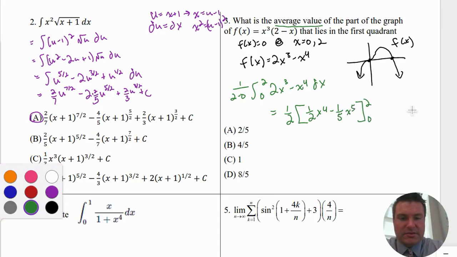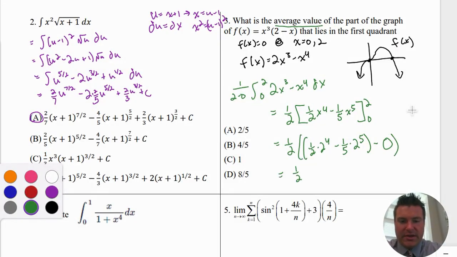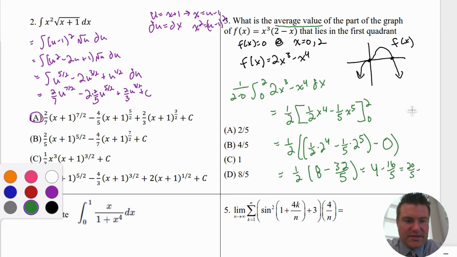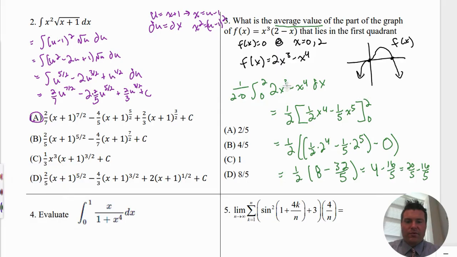Substituting my top value, I'm going to get 1 half times 1/2 times 2 to the 4th minus 1/5 times 2 to the 5th, minus, and everything else zeros out, so minus 0. So who really cares about that? Everything's going to zero out. So now 1/2 times 2 to the 4th is 16 divided by 2 is going to be 8 minus 32/5. Distribute that 1/2 in there. I'm going to get 4 minus 16/5, which is 20/5 minus 16/5, which is going to give me 4/5.